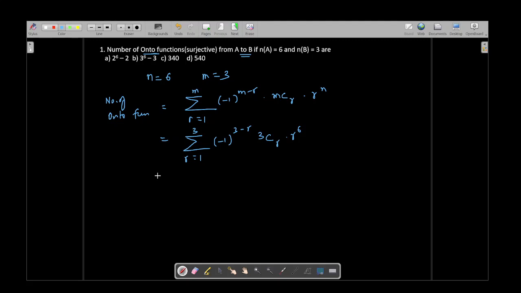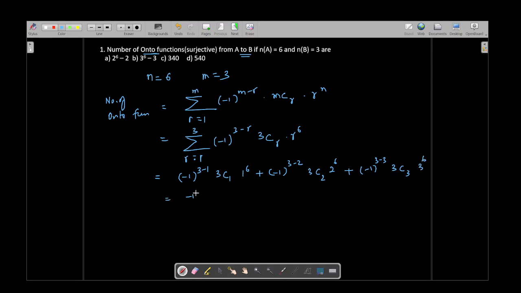So we'll expand this summation. Let us put r is equal to 1. The summation starts from 1 and ends at 3. So we put r is equal to 1, and we'll get minus 1 power 3 minus 1 into 3C1 into 1 power 6, plus next we'll put r is equal to 2. So we'll get minus 1 power 3 minus 2, 3C2 and 2 power 6, plus we'll put r is equal to 3 finally, minus 1 power 3 minus 3, 3C3 into 3 power 6.